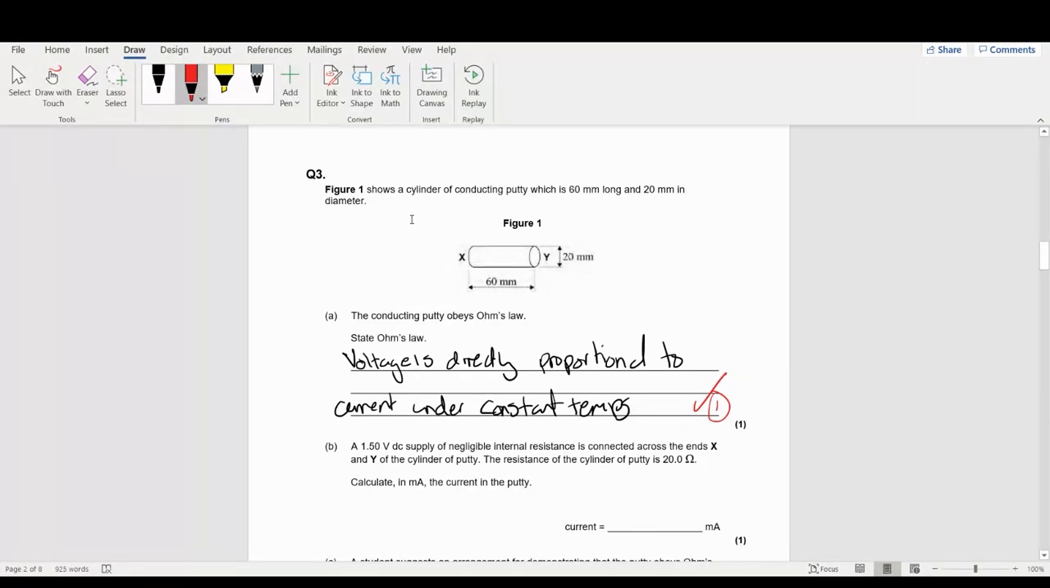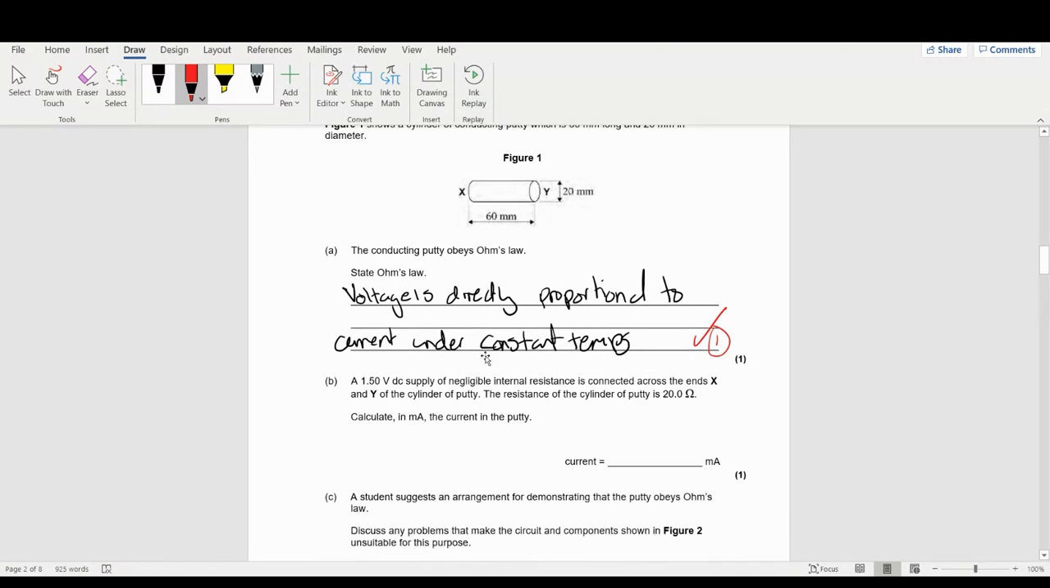So this is a cylinder of putty, which is 60 millimeters long and 20 millimeters in diameter. They say that a 1.5 volt DC supply of negligible internal resistance, and again, that negligible internal resistance, now you've done it, you may actually understand what that means. It has no other resistance, is connected to the end. So if I'm just going to put that there, I've got a lovely resistor like that, and that's what it looks like. The resistance of the putty is 20 ohms, calculate in milliamps the current in the putty.